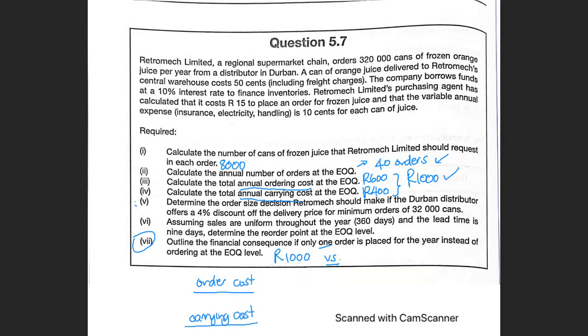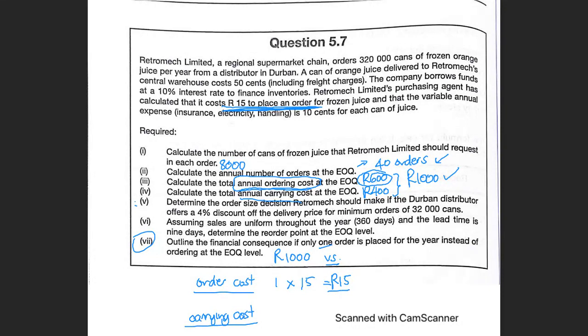So if one order is placed during the year, then that means it'll be one order times the cost to place an order. They said to you here was 15 Rand. So it would only be one order at 15 Rand, so it would be 15. Now, already this 15 compared to the ordering cost here is much lower. So it's 600 Rand compared to 15 Rand. So if we place 40 orders, it's going to cost us 600 Rand. But if we place one order, it's going to cost us 15 Rand.